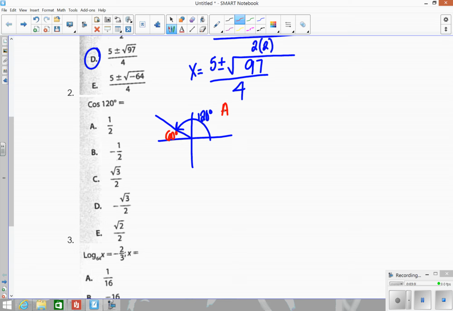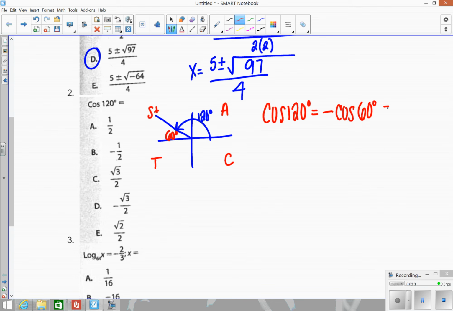Then if you think about how we label our quadrants, All Students Take Calculus, this tells us where the trig functions are positive. In this second quadrant, sine is going to be the only positive trig function. So if I'm looking at cos of 120, 120 falls over here in the second quadrant, where cosine is negative. So cos of 120 is equivalent to negative cos of my reference angle, which is 60 degrees.